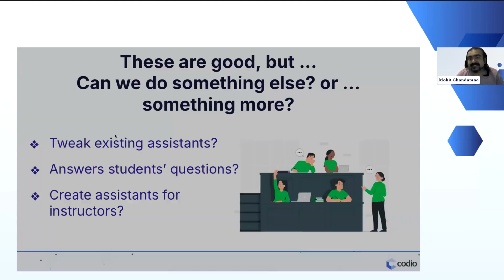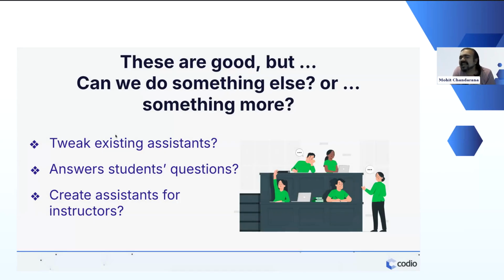Now, the question is, these are good, but can we do something else or maybe something more? Let's say I like the custom explanation thing, but I actually want my students to have code snippets. So can we tweak existing assistants? Another question we've gotten in the past is, oh, I actually want something like ChatGPT where students can ask questions about our course and the LLM answers. Can we have something like that?